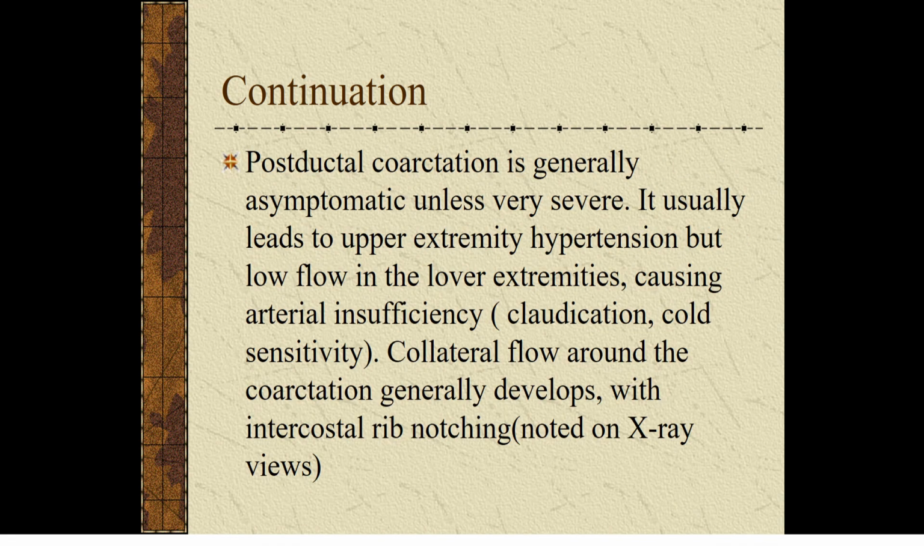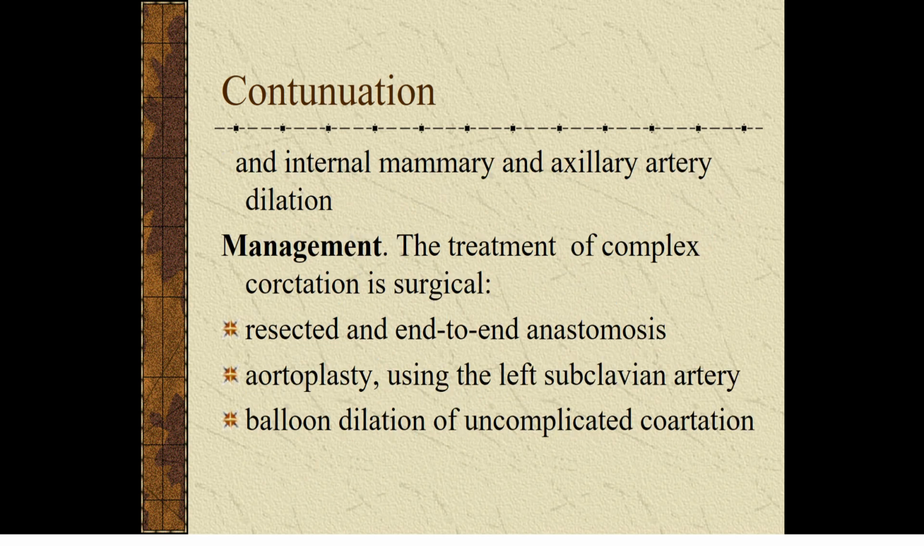Postductal coarctation is generally asymptomatic unless very severe. It usually leads to upper extremity hypertension, but low flow in the lower extremity, causing arterial insufficiency and claudication. Collateral flow around the coarctation generally develops, with intercostal rib notching noted on X-ray, and internal mammary and axillary artery dilation.